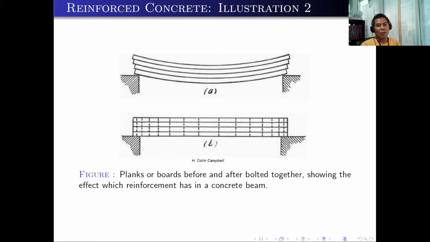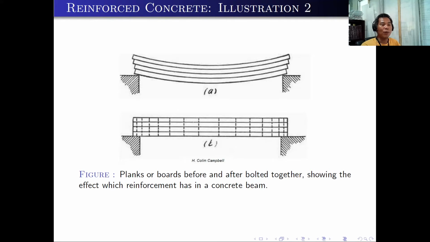We have another illustration here. Actually, these are planks or boards before and after being bolted together. What is the effect of the reinforcement in the concrete beam? As you can see, the top portion is without bolts. If we apply a loading at the top, then these planks, which are supported only at the ends, will slide against each other. As you can see, there will be some sliding.